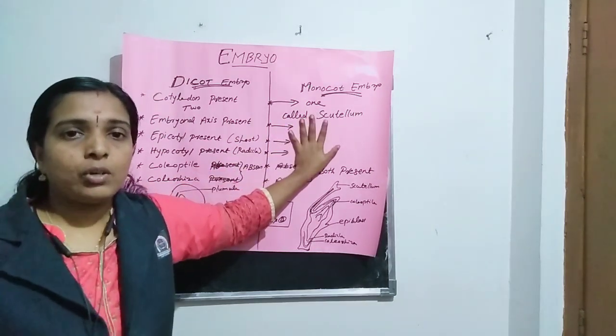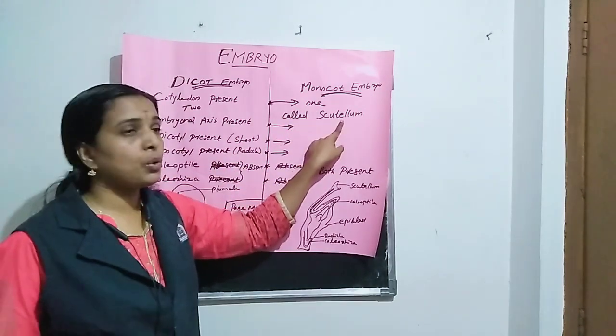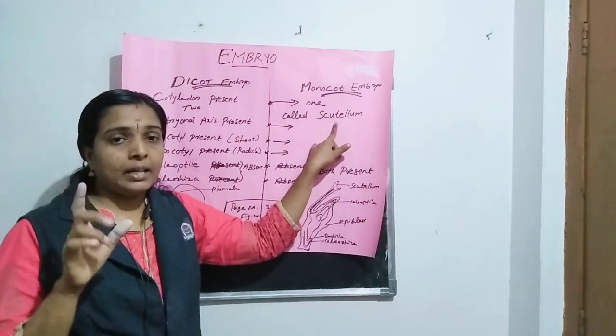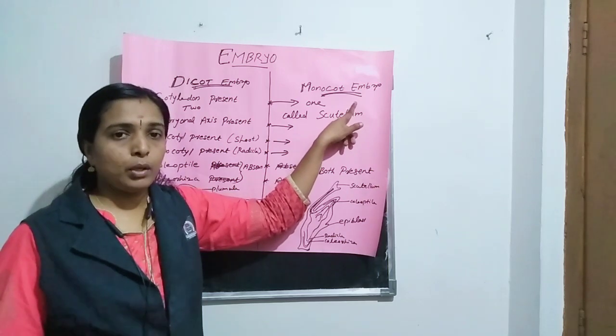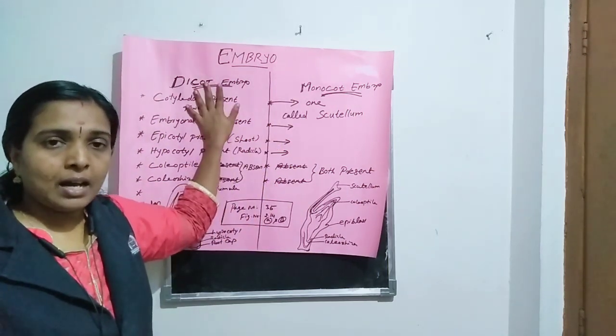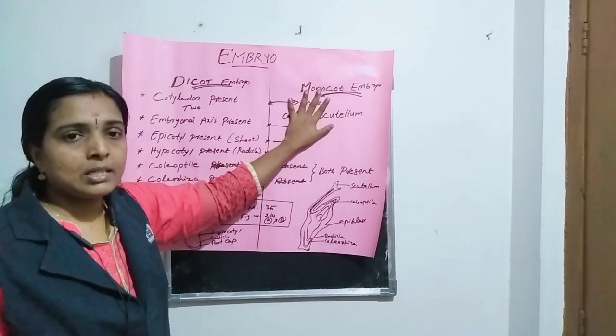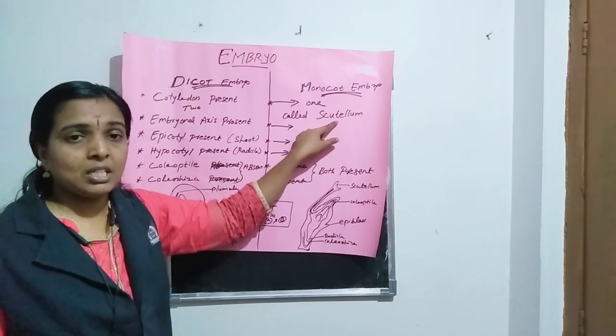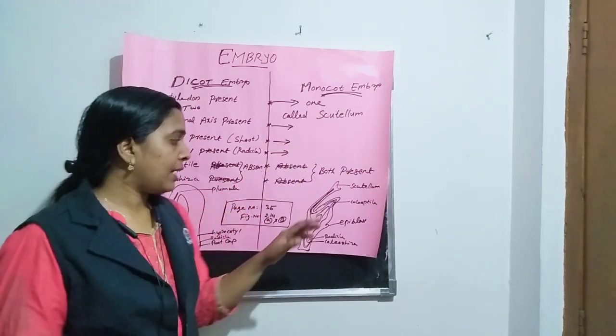That cotyledon is known as scutellum. What is scutellum? Scutellum is a single cotyledon. It is present in monocot embryo. Dicot is having two cotyledons, monocot is having only one cotyledon, that is what is called a scutellum. Scutellum is situated at a side, the lateral side.